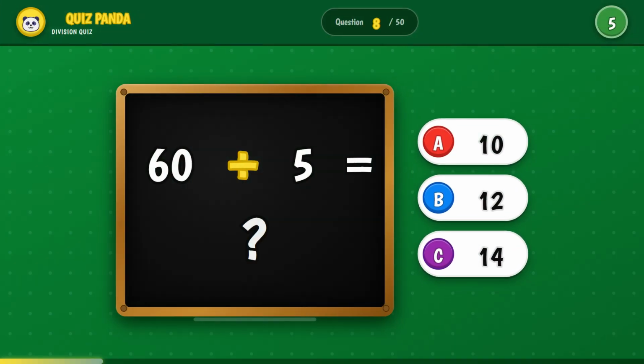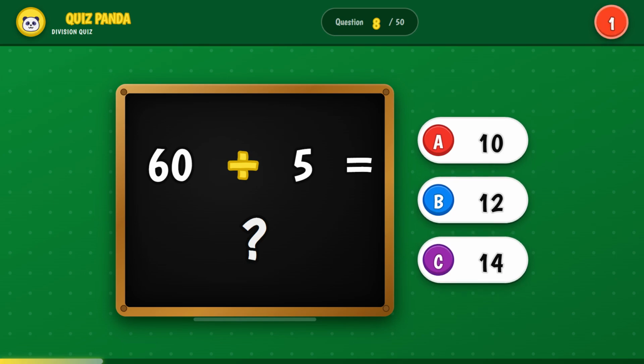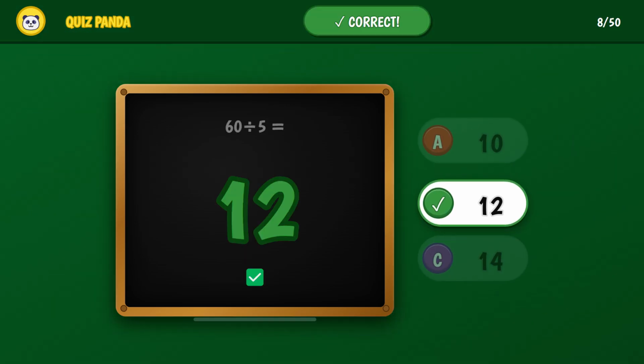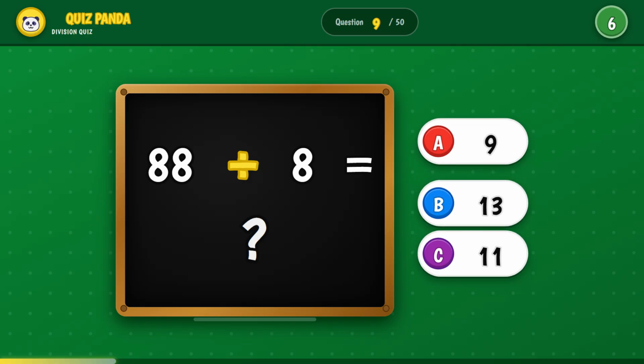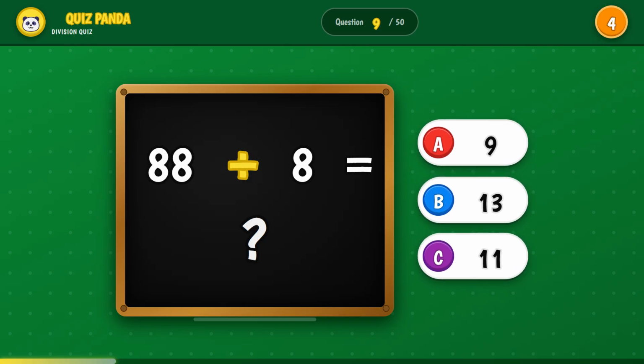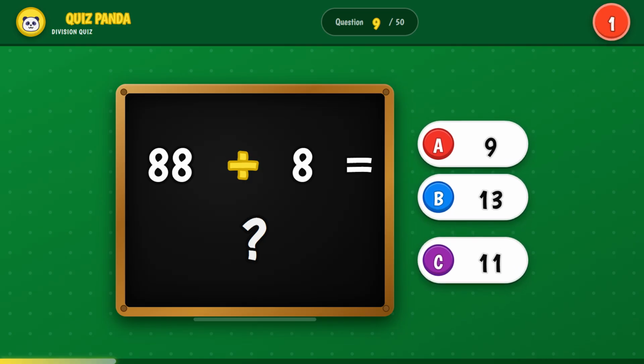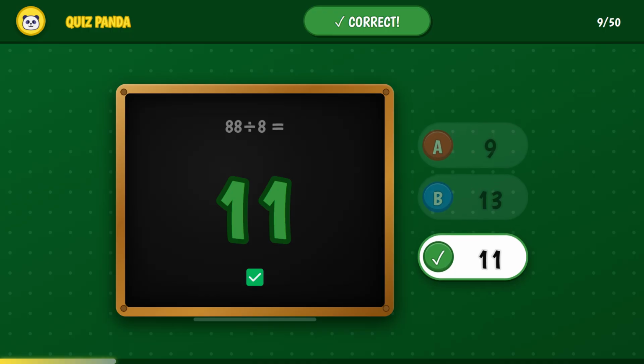Number 8. 60 divided by 5 equals? The correct answer is B, 12. Keep going. Question 9. 88 divided by 8. What's the answer? The correct answer is C, 11.